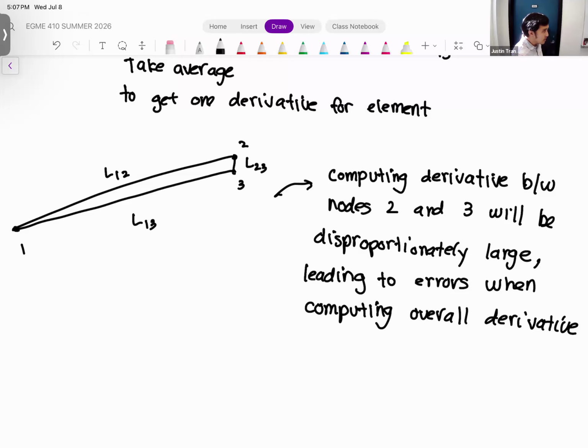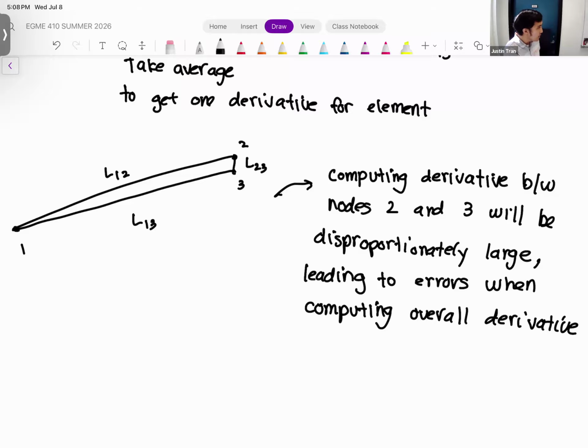Okay? But again, at the same time, what we just said was that it's inevitable that you're going to have some skewed elements in your mesh. That's just how meshing kind of works. And so if you only have a few of these elements, it usually doesn't affect your solution overall. The negative impact is usually pretty limited if there's only a few.